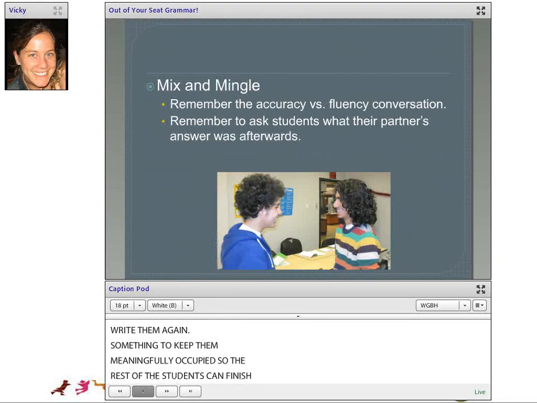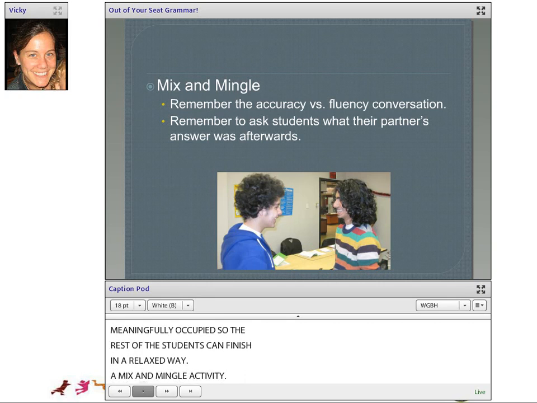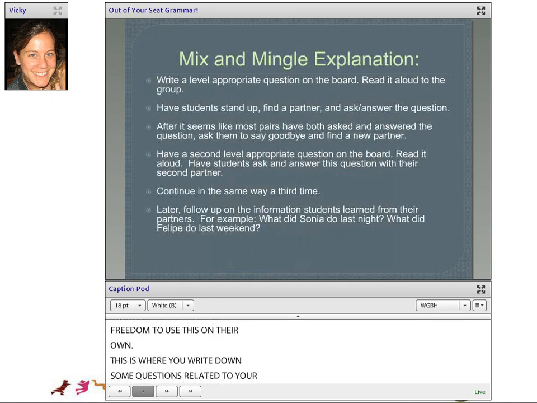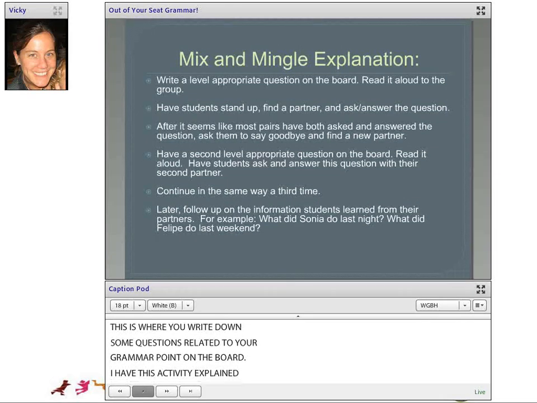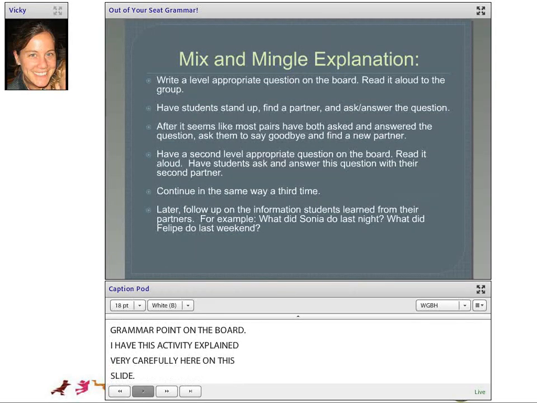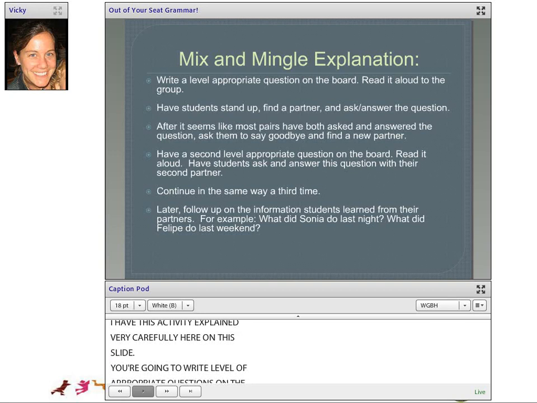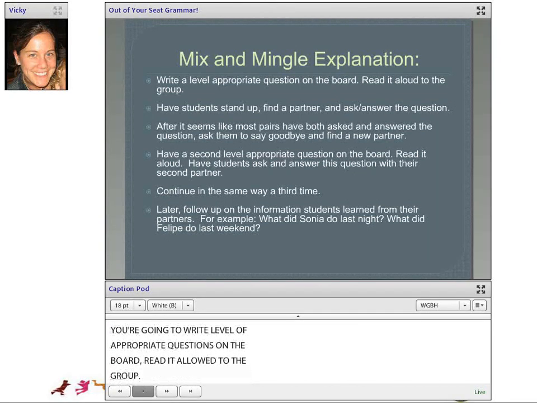A mix and mingle activity. Again, this is giving students more and more freedom to be able to use this on their own. This is where you write down some questions related to your grammar point on the board. I have this activity explained very carefully here on this slide. You're going to write a level-appropriate question on the board, read it aloud to the group, have students stand up, find a partner, and ask and answer the question.